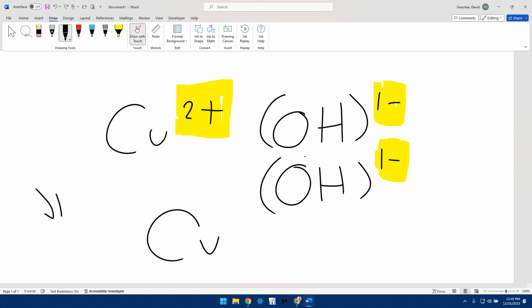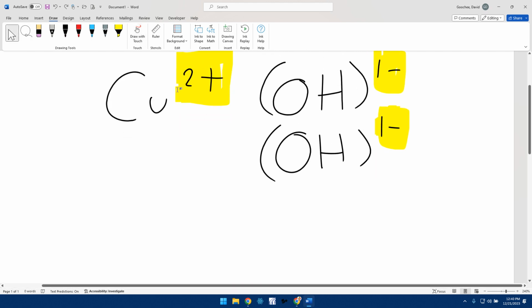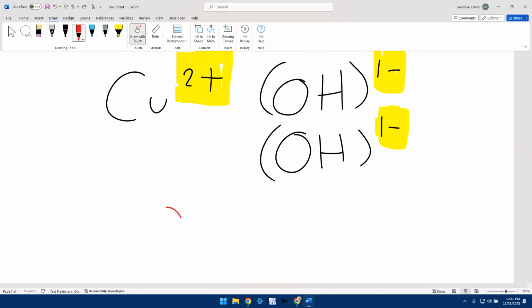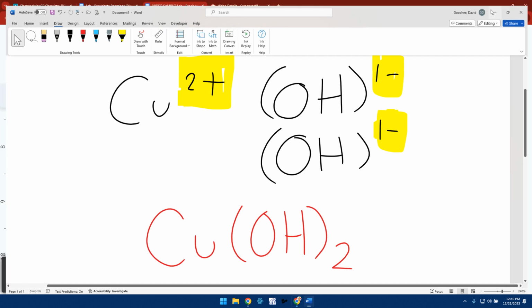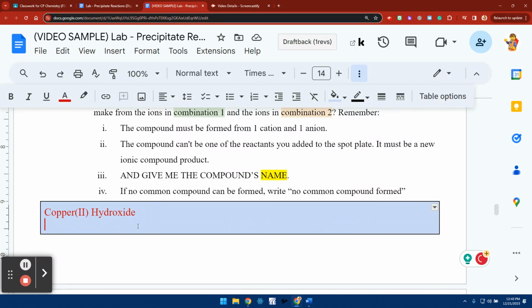So the formula must be then Cu, 1 copper, OH, 2 hydroxide, copper 2 hydroxide. Okay, so I'm going to go type that in. Copper 2 hydroxide, Cu(OH)2. So there we go. That's what I made, and that's the answer.